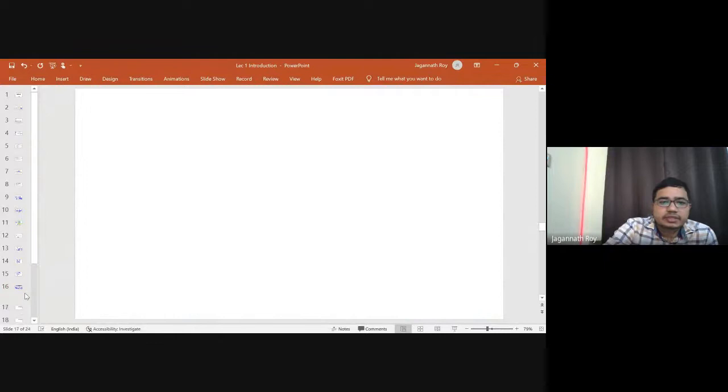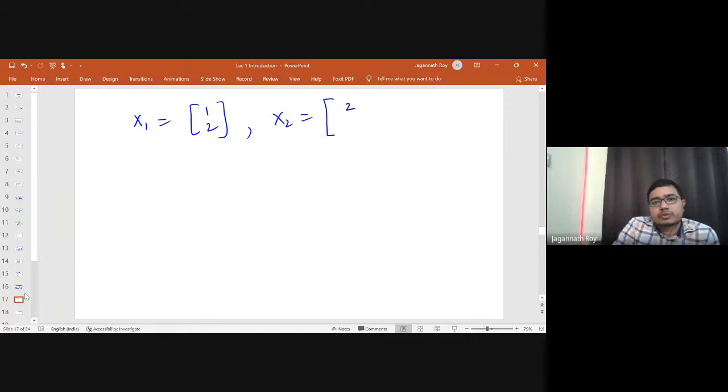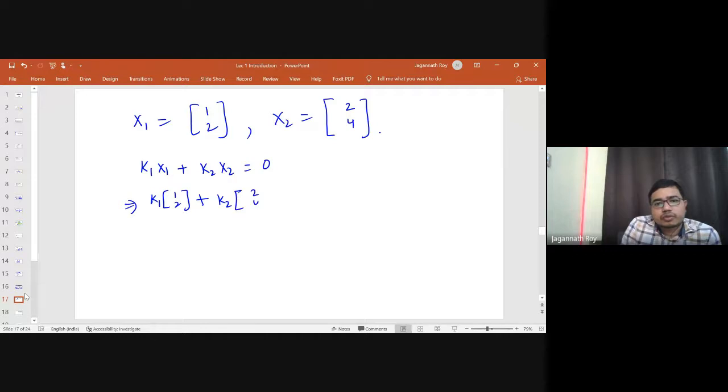Now there may be a case where, suppose x1 equals (1, 2) and x2 becomes (2, 4). Now if you define k1 x1 plus k2 x2 equals 0, then what happens? k1 times (1, 2) plus k2 times (2, 4) equals (0, 0).